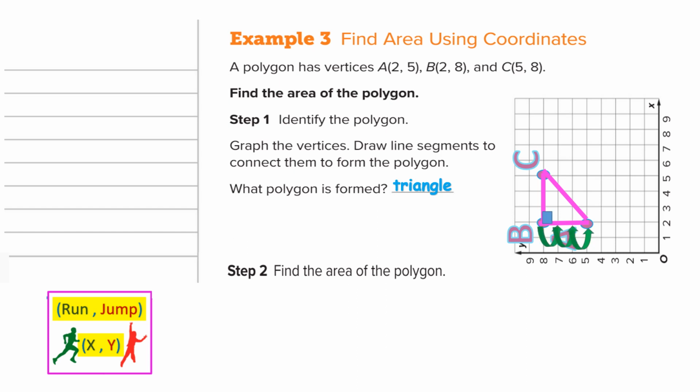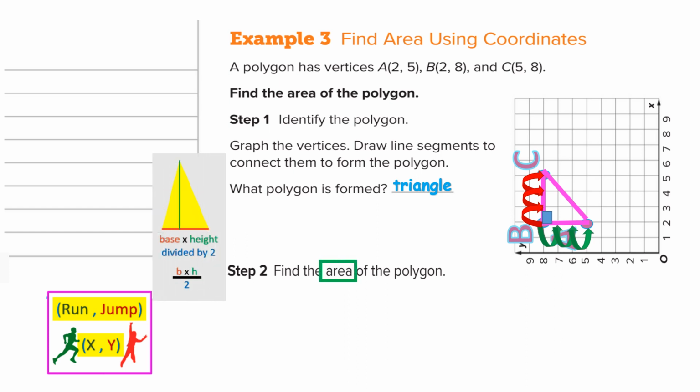So I find my length for my base, and I see that there are 3 units. So I have a measurement of 3. And then my height, I have 3 units, so another measurement of 3. So once again, to find area, I need to use my triangle's formula, base times height divided by 2.